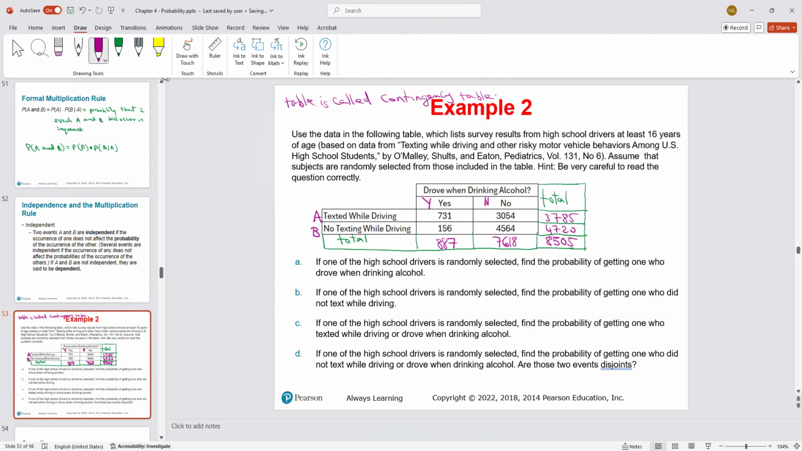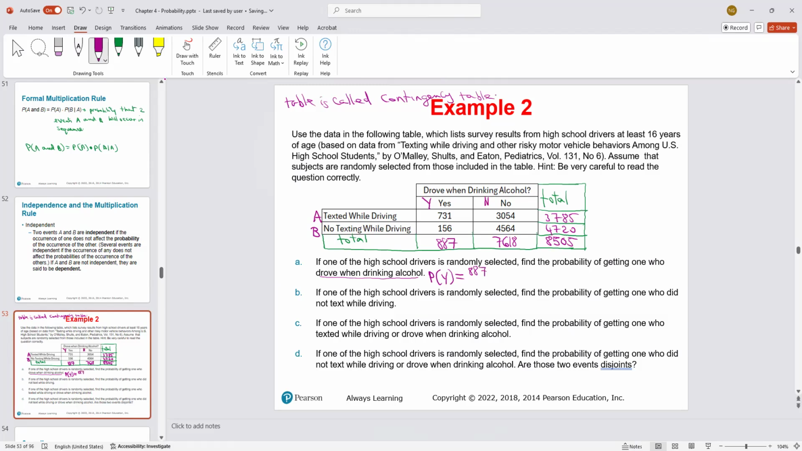If one of the high school drivers is randomly selected, find the probability of getting one who drove when drinking alcohol. So drove when drinking alcohol, yes. We're going to say the probability of drinking alcohol, yes. What is the probability? First of all, you need to find the total for both. We focus only on drinking alcohol. How many drinking alcohol in total? Yes.